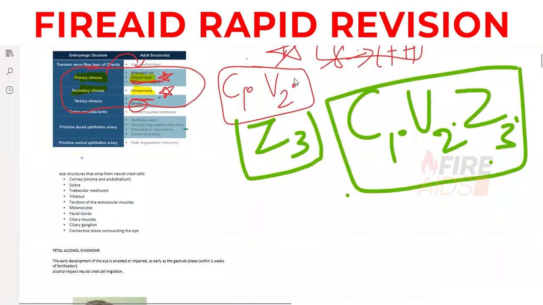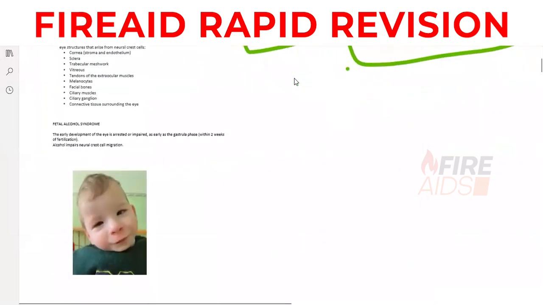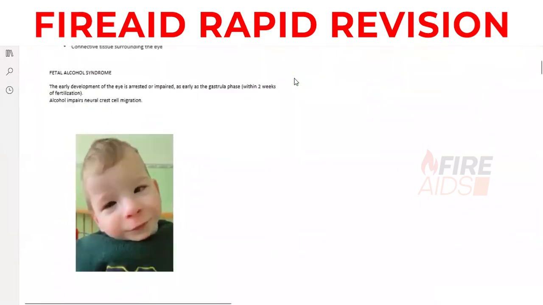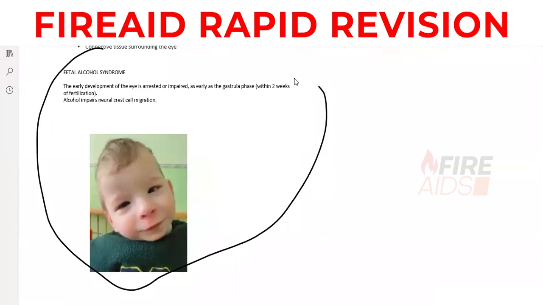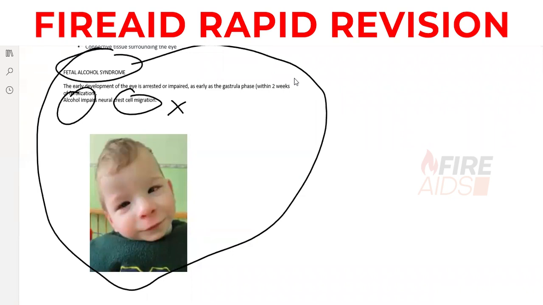Till now, other than the notes, I told you what you need to know. Now, the first condition that you need to know here is fetal alcohol syndrome. We talked about the development of the eye, and in development there is something called neural crest cell migration. When this neural crest cell migration is impaired, specifically due to alcohol consumption by the mother, the child is born with what is called fetal alcohol syndrome.